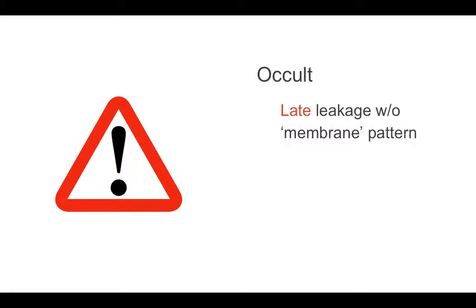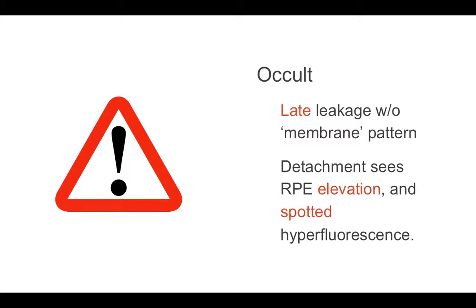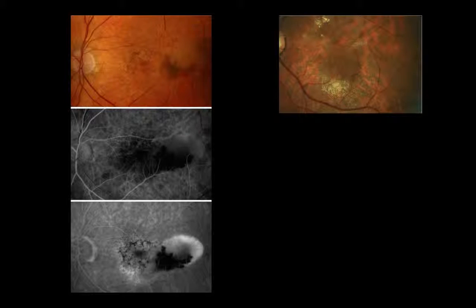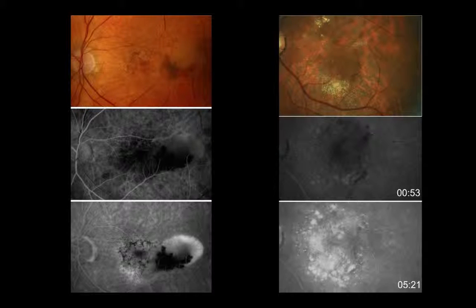So what about the occult? Well, we have a late leakage without that characteristic membrane pattern. The detachment sees RPE elevation, spotted hyperfluorescence. So you see early on we don't have much, and then later on we get this poorly demarcated membrane. Now occult can morph into the classic if the neovascularizations penetrate from subretinal to intraretinal, and then you get the accumulation of the IRF, which is obviously very much more deleterious to sight. Same on there and there. So that's some nice spotting that you see there at about 5.5 minutes as opposed to 53 seconds on the FFA.